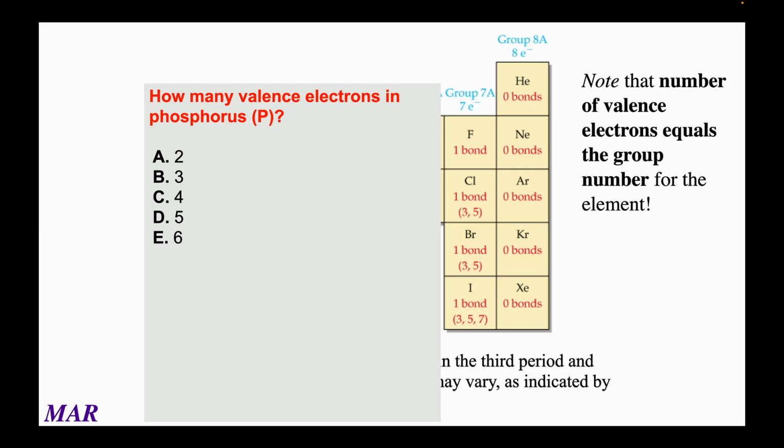And if you look at the periodic table, phosphorus is in group 5A, and the 5 is what we need. So phosphorus has a total of 5 valence electrons. The other 15 minus 5, 10 electrons are considered core electrons, and they just sit there. They don't react in making molecules.